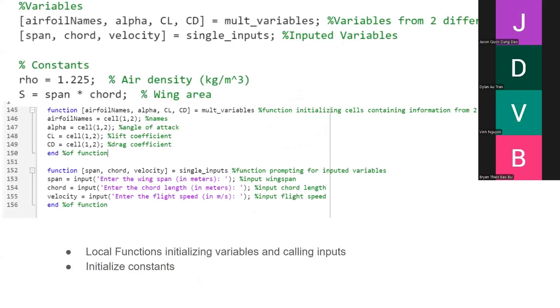Our variables function will assign cells to the data we extract, and the single inputs will prompt the user to input values for these variables. And we also initialize air density and wing area.